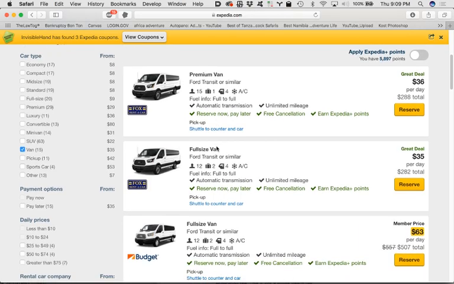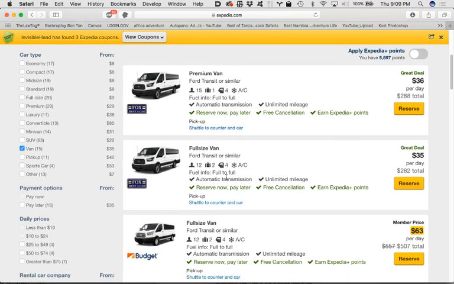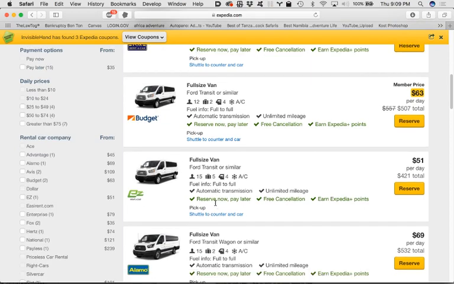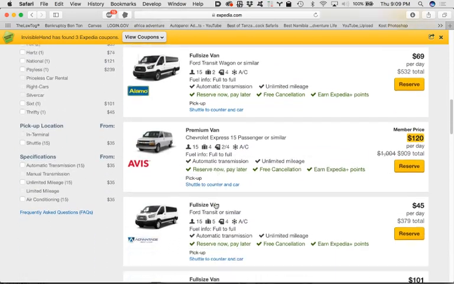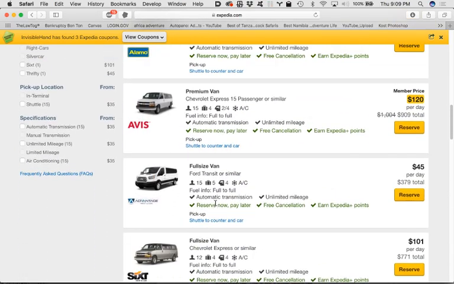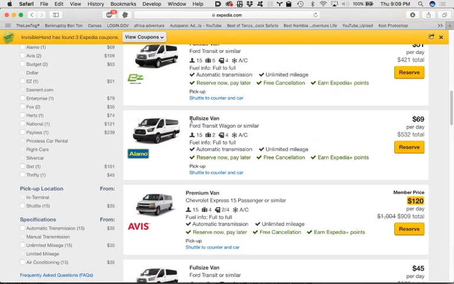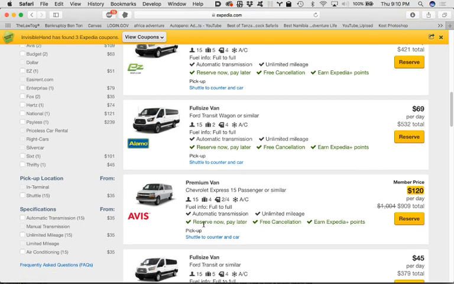Don't forget, I've got insurance. All right. So I've got $35 a day, great deal. Do you think there is a prayer in hell I'm going to put that amount of money in there? No, because this is not. This is some full-size van thing. This is a 15-person passenger van, $120, and that is the members' price, right?